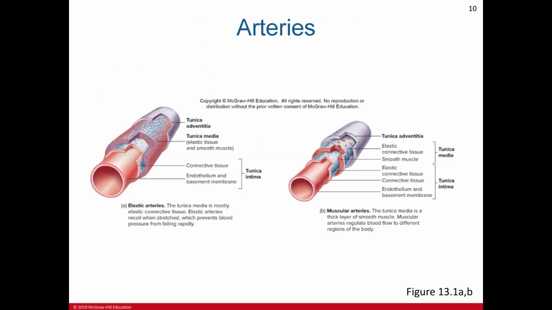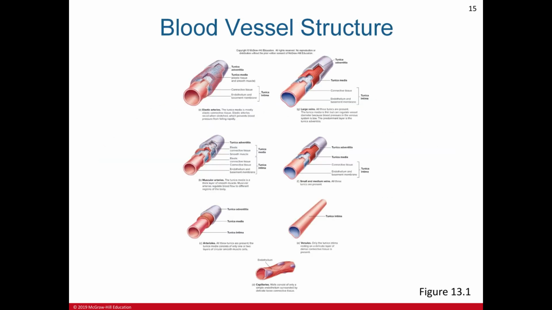The muscular arteries regulate blood flow to different parts of the body. Last is the arterioles. All three tunics are present, but the tunica media consists of only one or two layers of circular smooth muscle cells. Unlike the second one, which is the muscular arteries, the tunica media is very thick, composed of smooth muscle rather than elastic connective tissue.